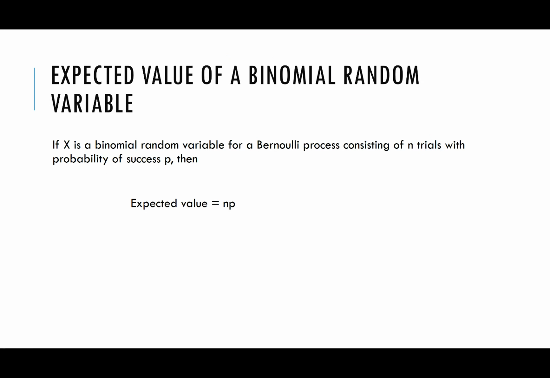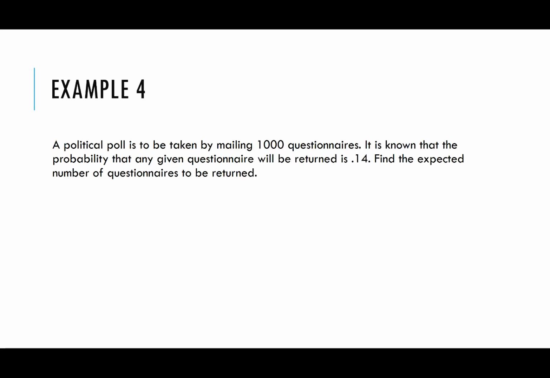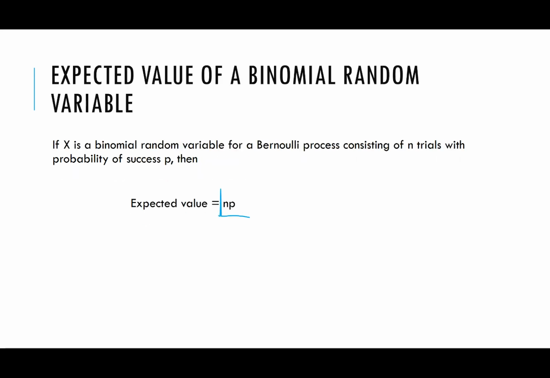All right, so for a binomial random variable, which is specified, the expected value is just n times p. So these are very, very simple problems. It's like a complete 180 from what we were just doing. So remember, n is the number of trials and p is the probability of success.